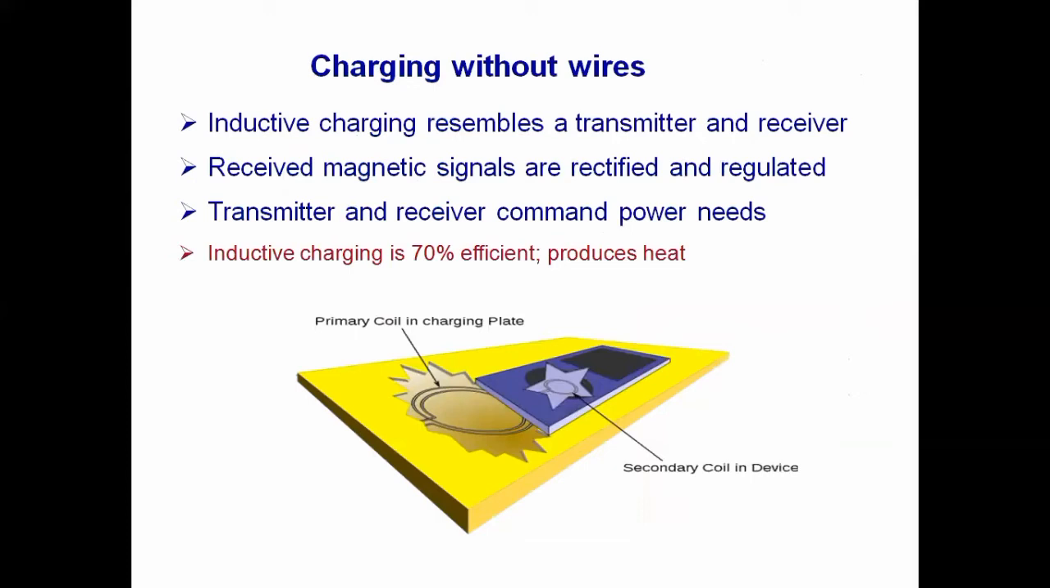Here the batteries are being charged without wires. Due to mutual induction, the batteries are being charged, called inductive charging. It resembles a transmitter and receiver. There is no connection between transmitter and receiver. From the signals from the transmitter, the receiver gets charged. Received magnetic signals are rectified and also regulated. Transmitter and receiver command power needs. Inductive charging is 70% efficient and produces heat. Comparing with wired charging, inductive charging is 70% efficient because of magnetic losses between transmitter and receiver. The 70% efficiency also produces heat.